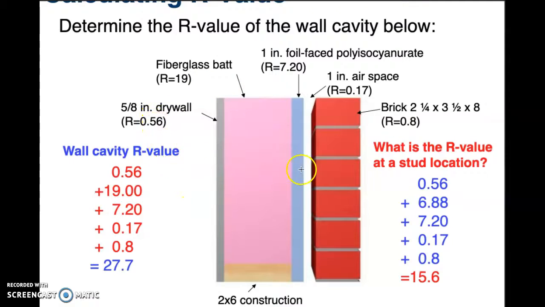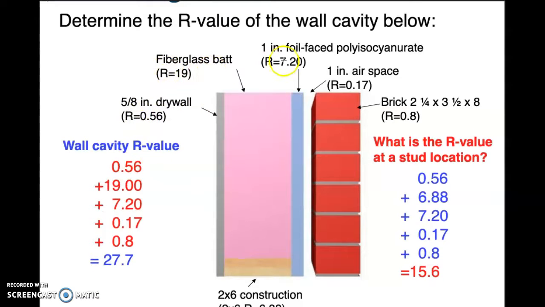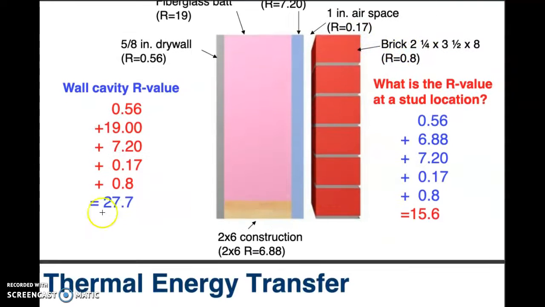So if you want to know from the outside to your inside of your house how much heat is resisting, basically you add them all up. So you'd be like, oh, 0.56 plus 19 plus 7.2 plus this airspace of 0.17, and then the brick. So you have a 27.7 R value for your normal wall. However, some places there's studs of wood because it's what makes the frame of your house. This, you don't get to add the 19.